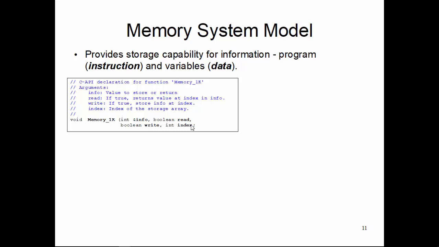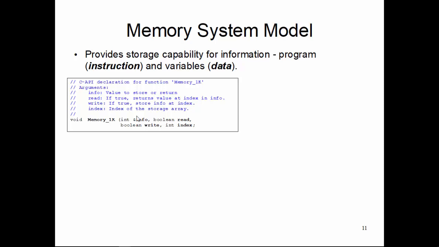Just think of memory as a table. Okay, it has an index of rows, right? 0, 1, 2, 3, 4, and so on and so forth. A large number. So you just specify at which row, which index of the row, you want to write certain values.